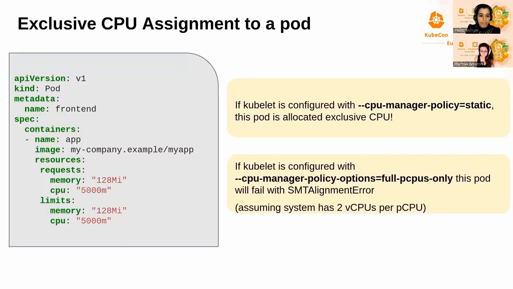So now let's look at the pod spec again. We have a guaranteed pod here, which is evident from the fact that resource request is equal to resource limit, and the request of the CPUs is integral. When the node is configured with CPU manager static policy, we have integral CPUs, and hence the container is allocated exclusive CPUs. If in addition to that, we have CPU manager policy option configured as full pCPU only, the pod would be rejected with SMT alignment error, as this would result in partial allocation of a core.